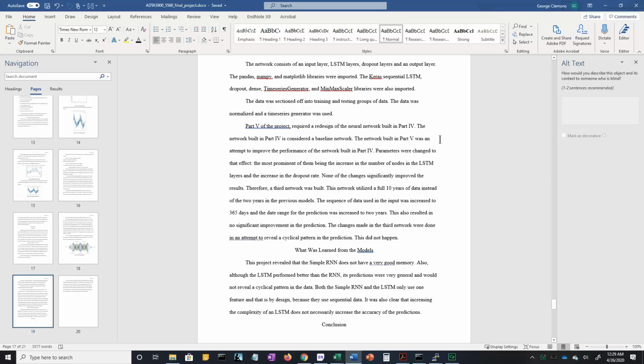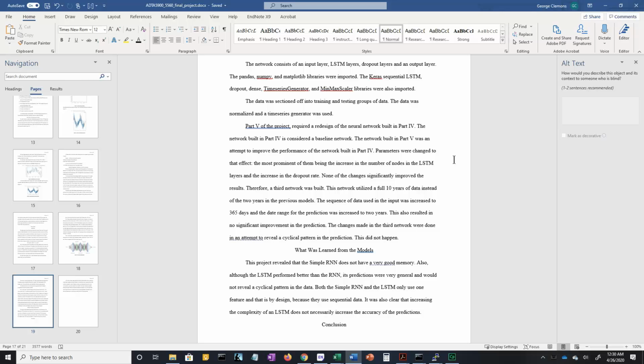Part 5 of the project required a redesign of the neural network built in Part 4. The network built in Part 4 is considered a baseline network. The network built in Part 5 was an attempt to improve the performance of the network built in Part 4. Parameters were changed to that effect, the most prominent of them being the increase in the number of nodes in the LSTM layers and the increase in the dropout rate, the discard rate in the dropout layers.